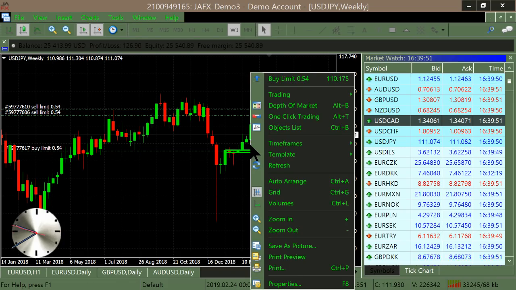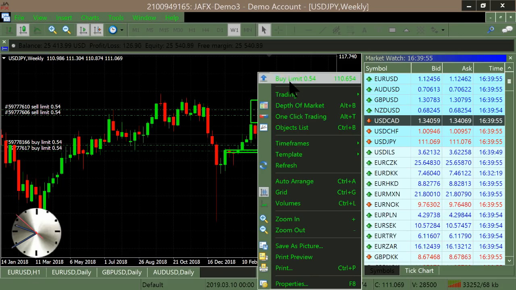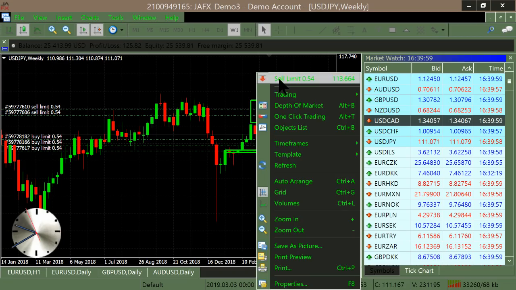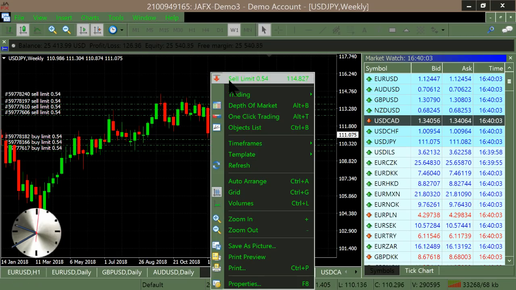Okay, this is a weekly chart. So I'm going to put a buy limit there. And one right at the edge of last week. And this should be good all year up here. I'm sure there'll be people selling up here at some point.